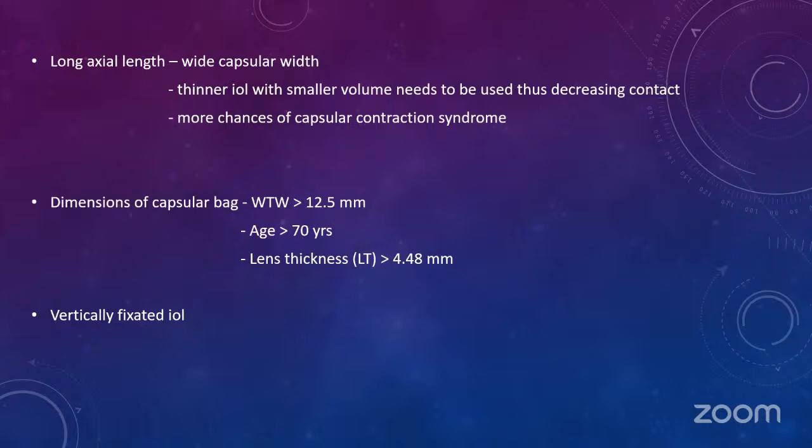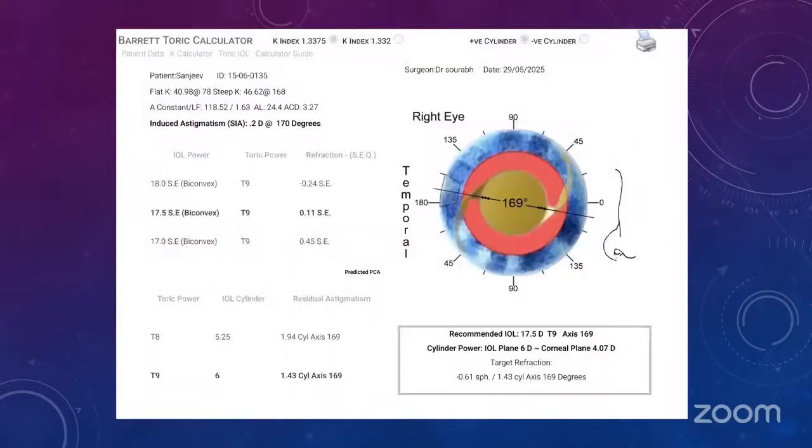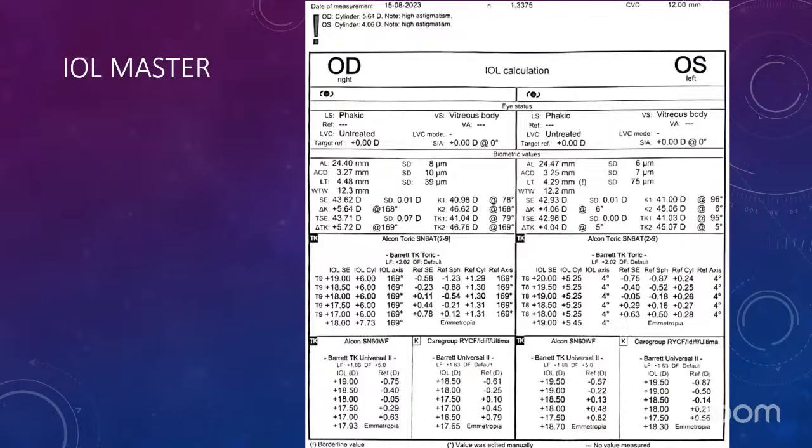Now, the dimensions of the capsular bag: white to white more than 12.5 mm, age more than 70 years, and lens thickness more than 4.48 mm. Now, what is white to white? If we go back to our IOL Master, you can see below axial length we have the anterior chamber depth, and then we have the lens thickness and the white to white. White to white is basically the limbus to limbus of the cornea marking. So if you subtract 1 from white to white, you will get a rough estimate of the capsular bag diameter. So if it is about 12.3, the capsular bag, we can say, is about 11.